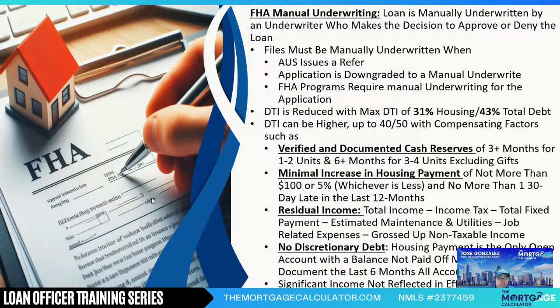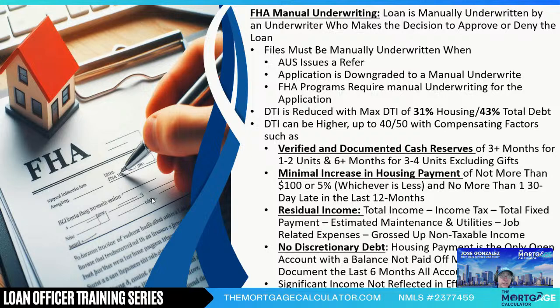Another compensating factor that can allow you to get higher DTI or just allow the underwriter to approve the deal regardless would be if there is a minimal increase in housing expense of not more than $100 per month or 5%, whichever is less, and no more than one 30-day late in the last 12 months.